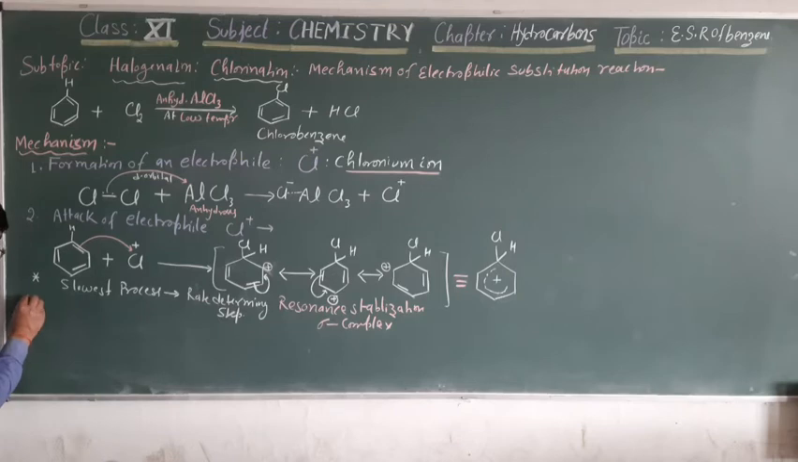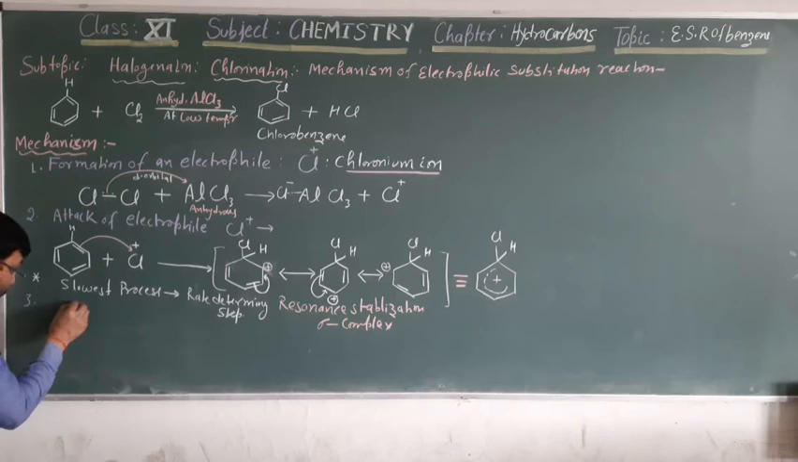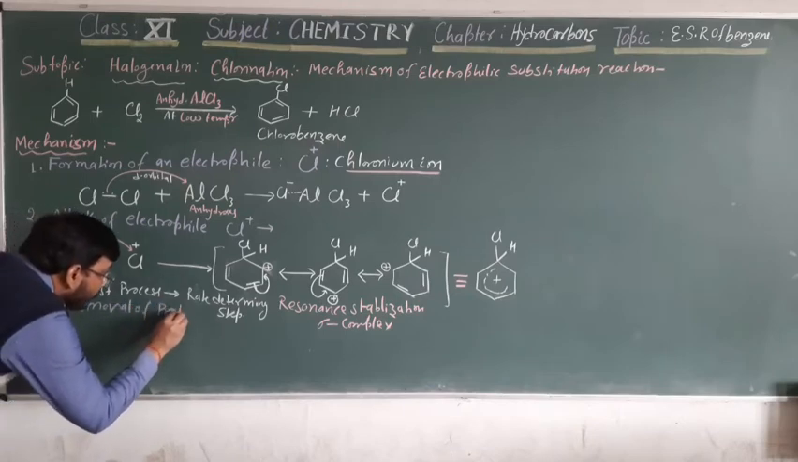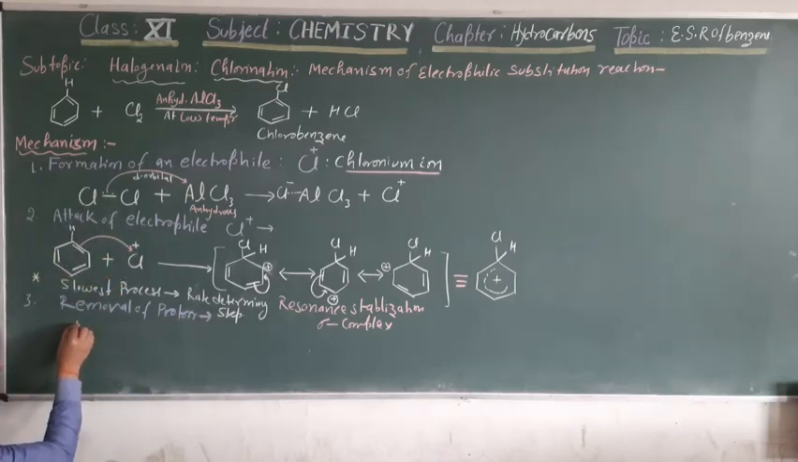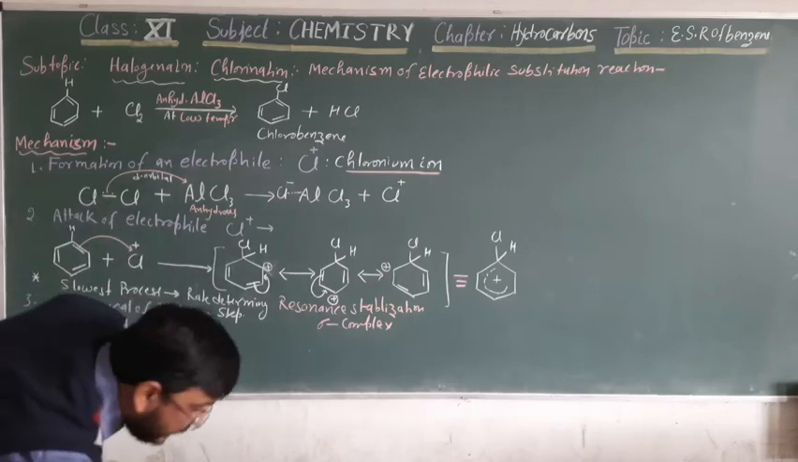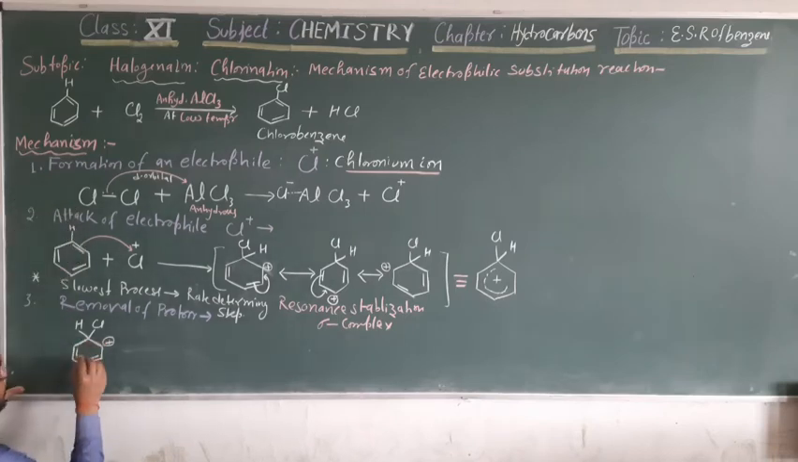Now the third step is removal of a proton from the sigma complex. So, removal of the proton, that we saw such as HCl. This is our sigma complex with the plus charge. Then how will this proton be removed from the sigma complex? It is removed in such a way.